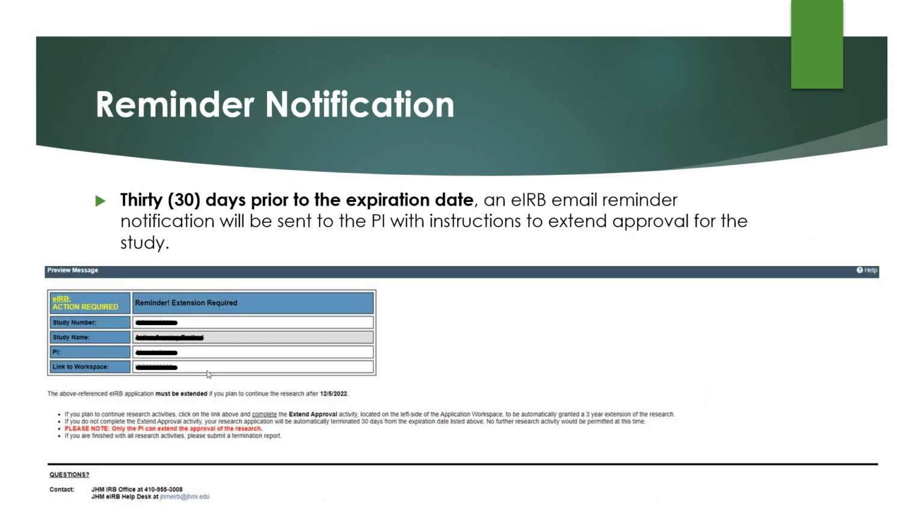"30 days prior to the expiration date, an eIRB email reminder notification will be sent to the PI with instructions to extend approval for their study." Below is an example of what the reminder notification may look like.